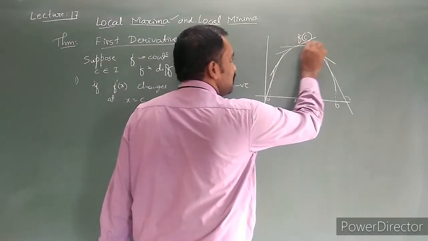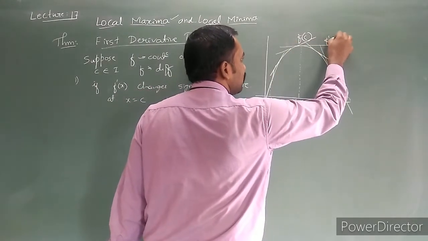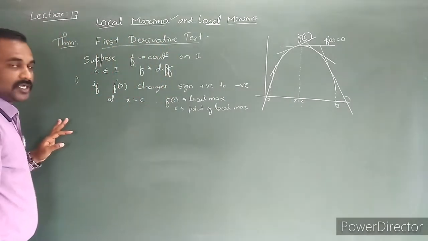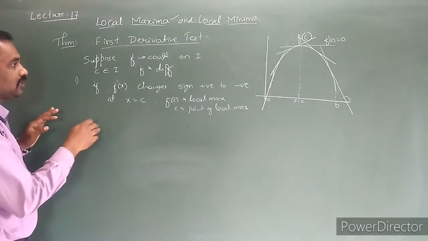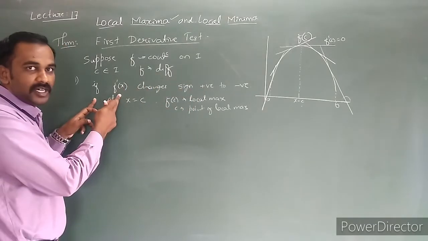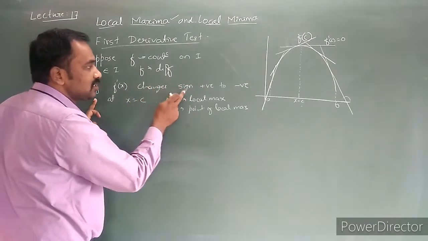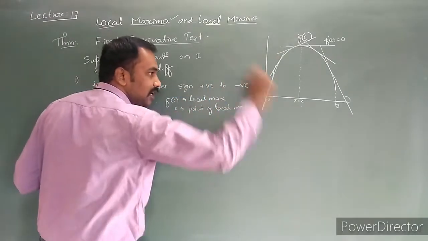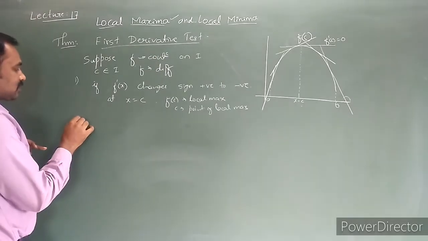At this point C, f dash of C is equal to 0. First part is clear. We will get the local maximum value whenever f dash of x changes the sign from positive to negative. Positive to negative.